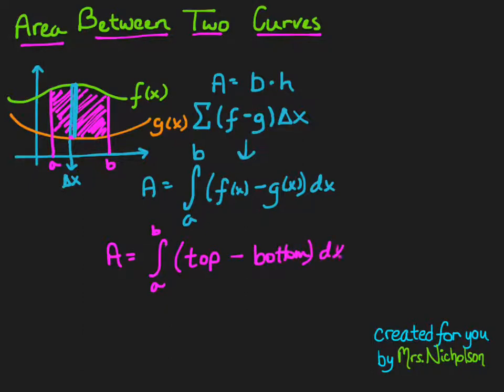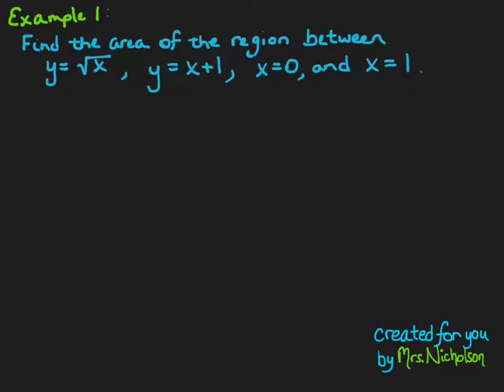And in our example here, that happens to be the case that f of x is on top and g of x is on bottom. But it's not always that way. And so you want to make sure that you're always subtracting top minus bottom. Let's look at an example.